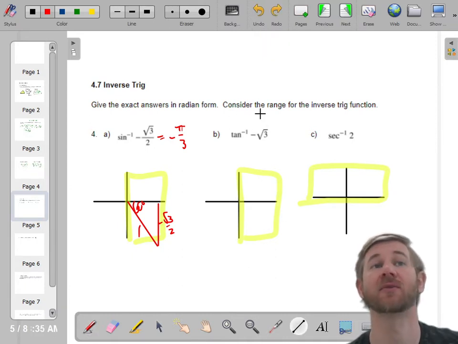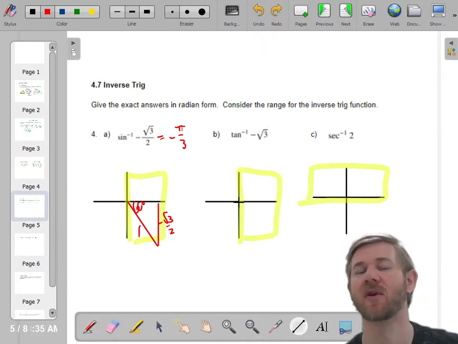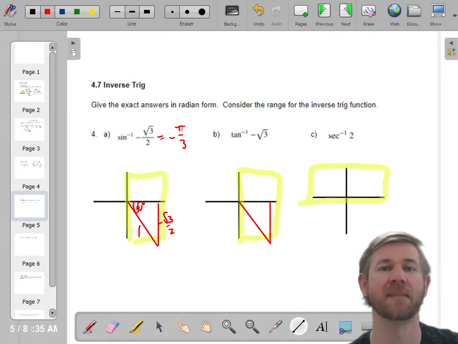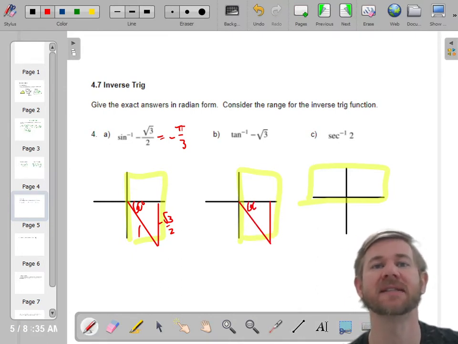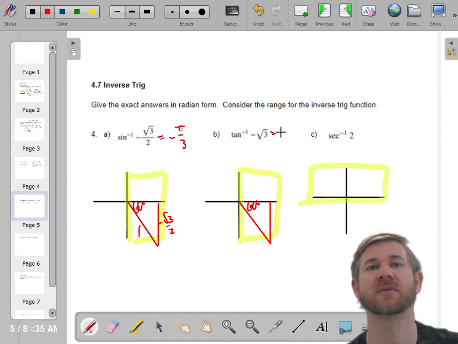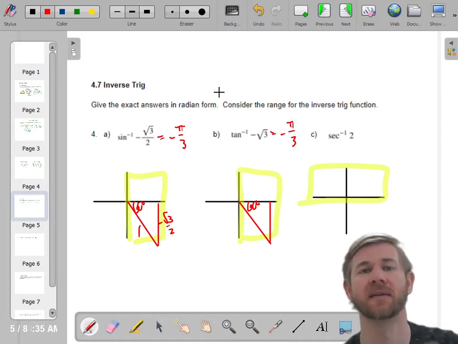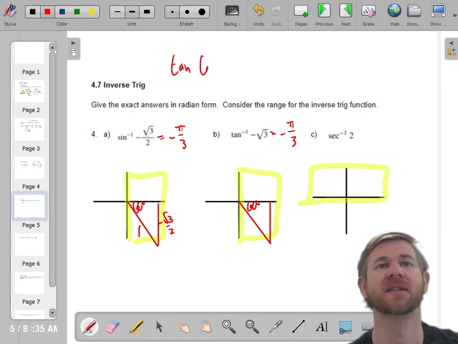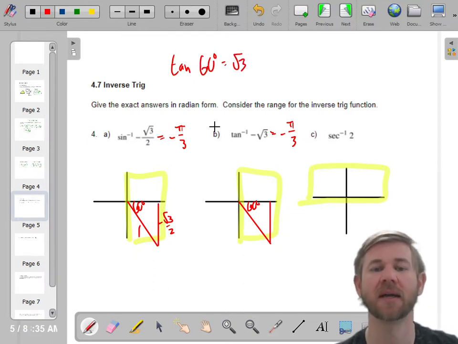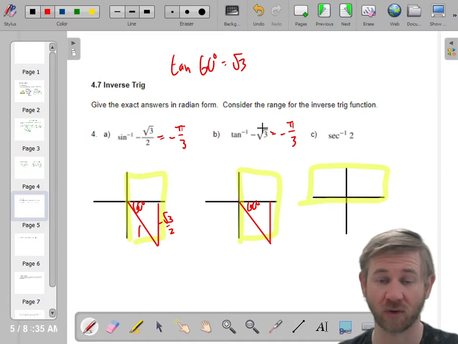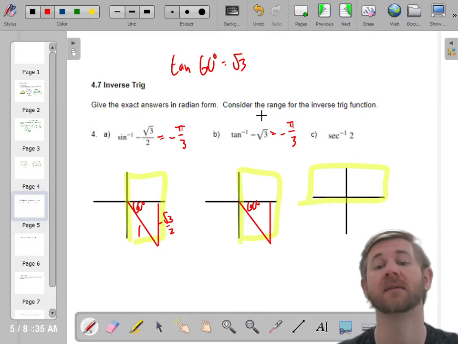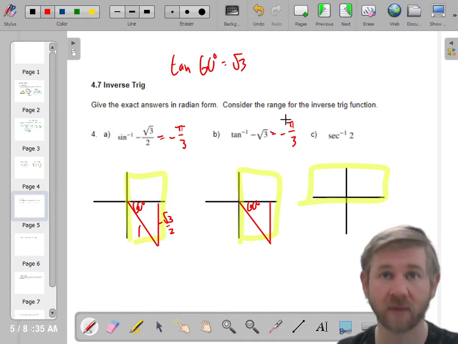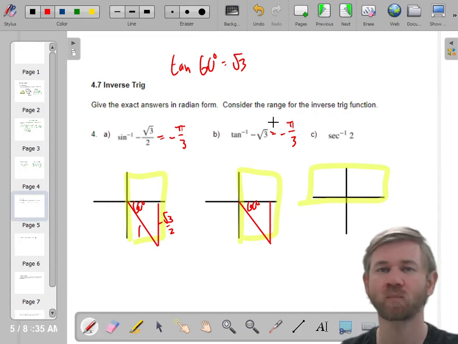Tangent of radical 3. Okay, so this is also negative. It's going to come from over here. And this is one you should just remember, that the tangent of 60 degrees is radical 3. So this one is also negative 60. Just have this memorized. The tangent of 60 degrees is radical 3. Anytime you see a tangent of 60, that's radical 3. So going backwards, the inverse tangent of radical 3 will give you 60 degrees.